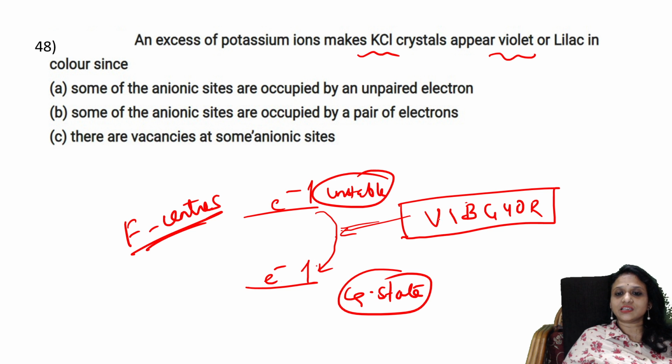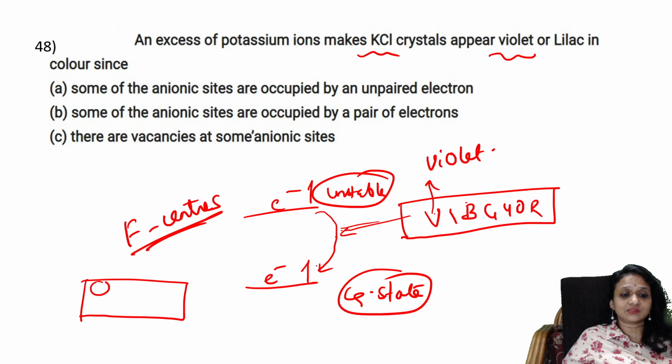So KCl is appearing in the violet color range. The electron is going to appear from the violet. So what is this because of? Because of presence of anionic vacancy. So what happened in the KCl crystal? K plus, Cl minus, K plus, Cl minus were there. One of the chloride ion vacancy is created.